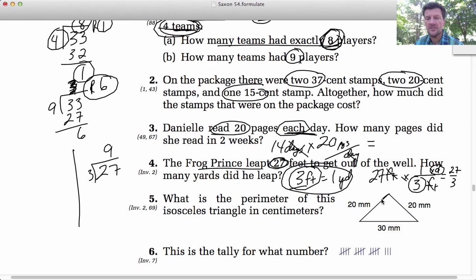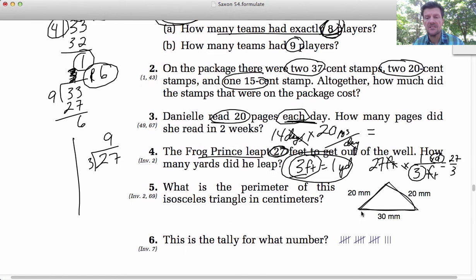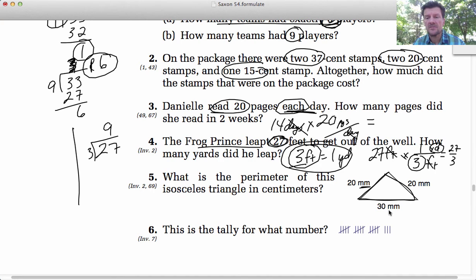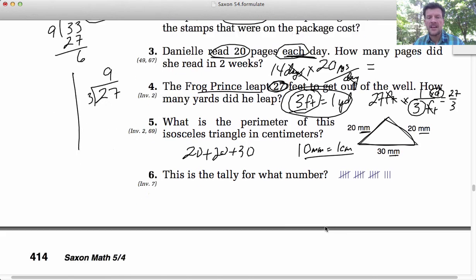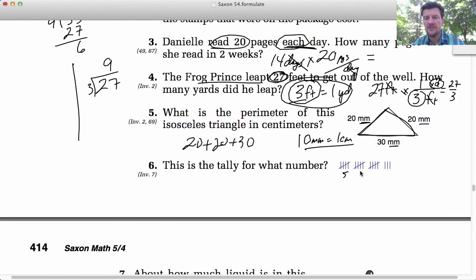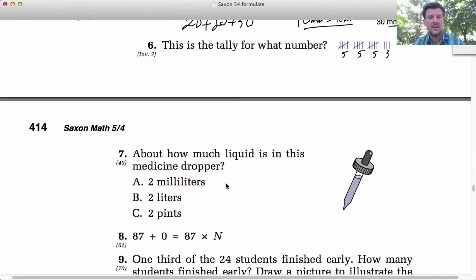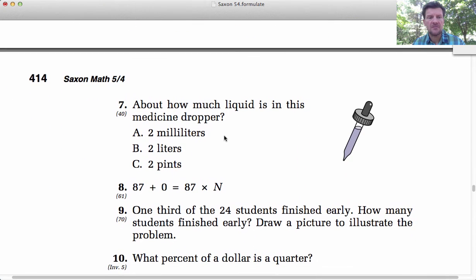Perimeter, you're going to add up all of these sides, the distance of all the sides. That'll give it to you in millimeters. And then you are going to convert it to centimeters, because there are 10 millimeters in 1 centimeter. Okay? Tally 5, 5, 5, and 3. Add those up.